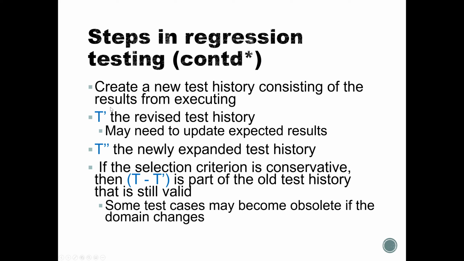If we also assume that the selection criteria is conservative, then T minus T dash is a part of the old test history, which is still valid. However, there will be some test cases which will become obsolete, and in that case, we are not going to take those obsolete test cases. I will give you an example of how exactly this works in later slides.